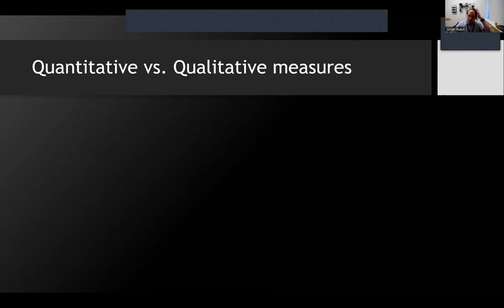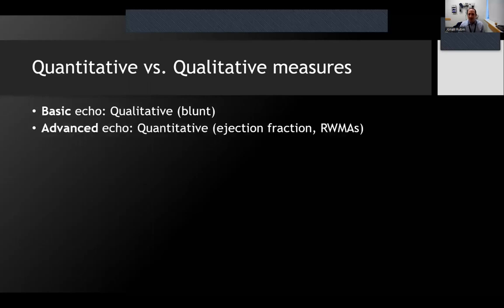So to jump right in, echo parameters: measuring anything on an echo often can be done in quantitative or qualitative ways. In general, basic echo, as opposed to advanced critical care echocardiography, for which there's board certification and other credentialing, is generally qualitative, which makes it sometimes simpler, sometimes easier, but also a pretty blunt tool. Whereas as you go to advanced echo training, you're able to start to quantify things.